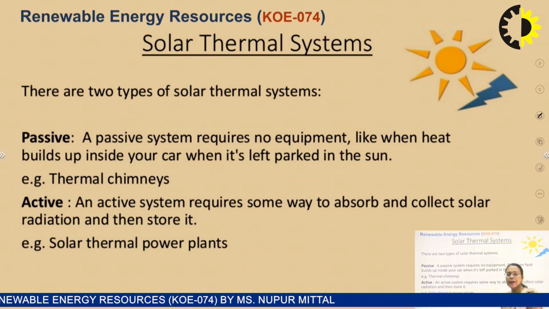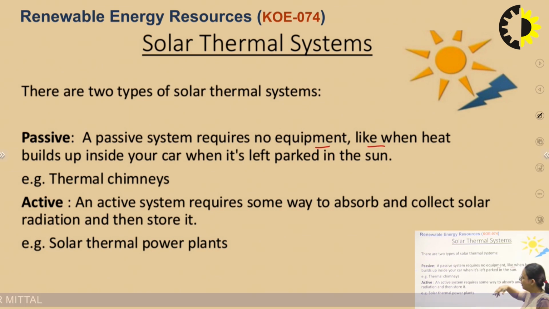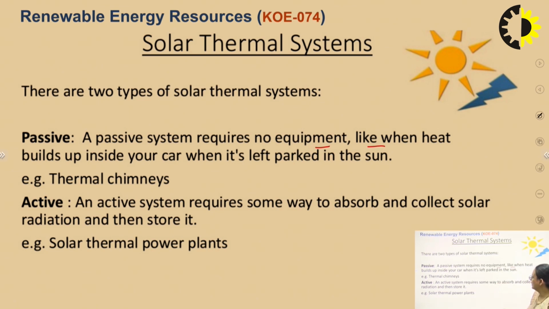So these are the solar thermal systems. Basically, these are of two types, active and passive. A passive system requires no equipment, like when heat builds up inside your car when it's left parked in the sun, right. For example, thermal chimneys. In the case of thermal chimneys, no equipment is required, the heat is simply trapped. An active system requires some equipment so that we can collect and absorb the solar radiation and then store it. For example, solar power plants, thermal power plants, right.